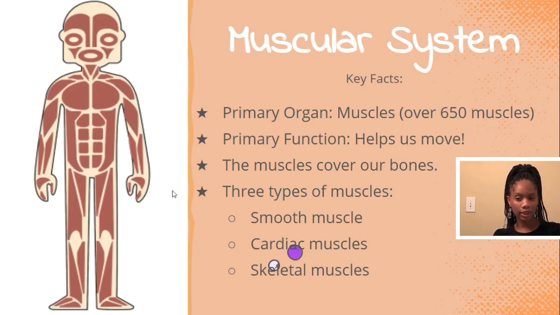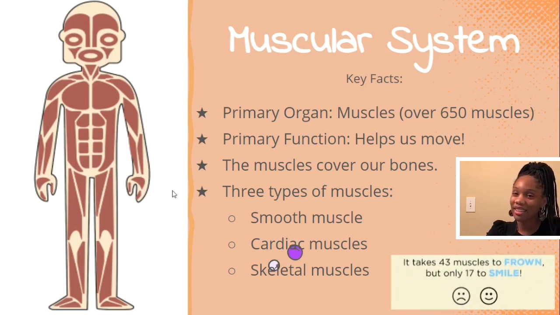Those three types of muscles all have a specific function. Smooth muscles, think about your digestive system: you are eating food and breaking it down. Well, your smooth muscle helps get that food moving to the other organs in the digestive system. Then you have your cardiac muscles, which keep your heart pumping. We need those muscles. And then we have our skeletal muscles, which help provide support and structure.